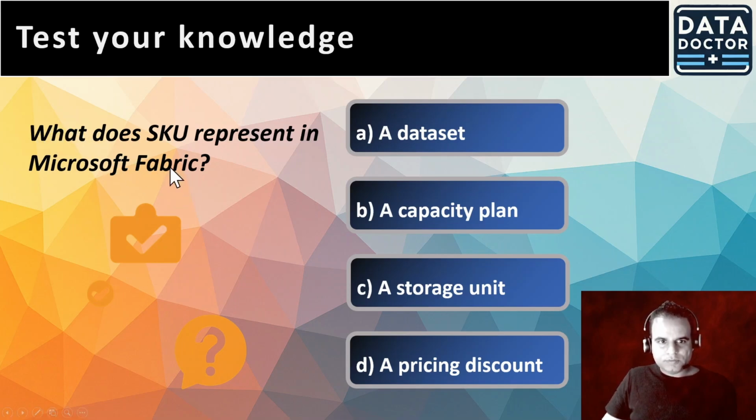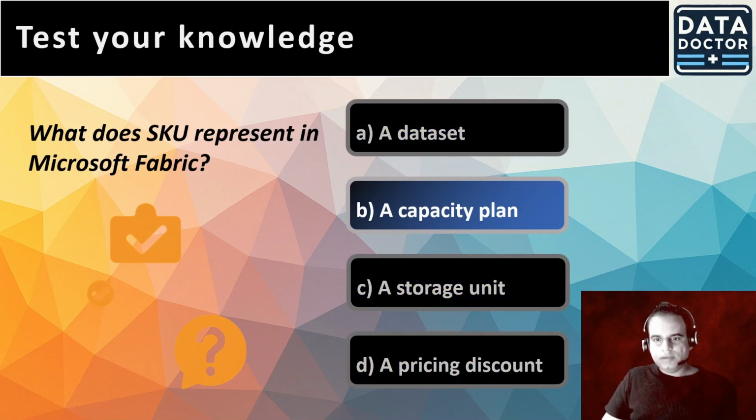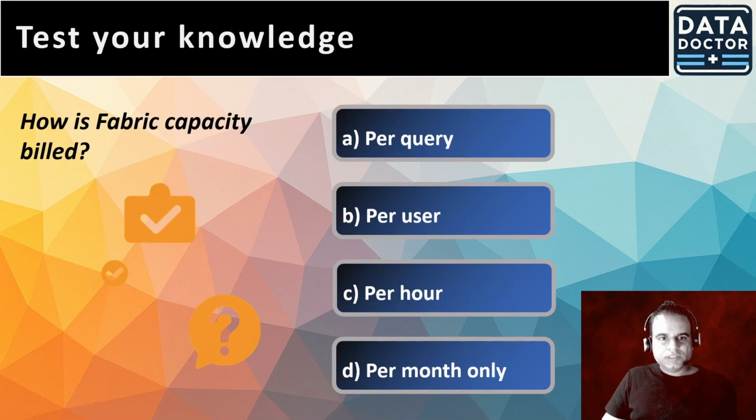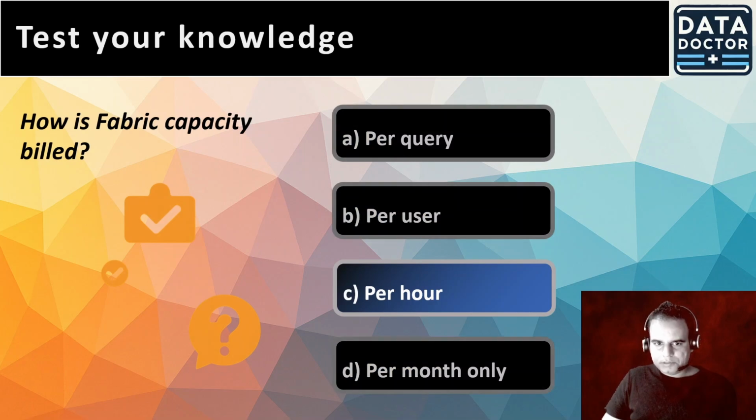Our first question is, what does SKU represent in Microsoft Fabric? Is it a dataset, a capacity plan, a storage unit, or a pricing discount? Think about that and we will discover the right answer. And this is the capacity plan. So actually SKU represents a capacity plan within Fabric. The next question is, how is Fabric capacity billed? Is it per query, per user, per hour, or per month? And the right answer, I hope you guessed it correctly, is per hour.